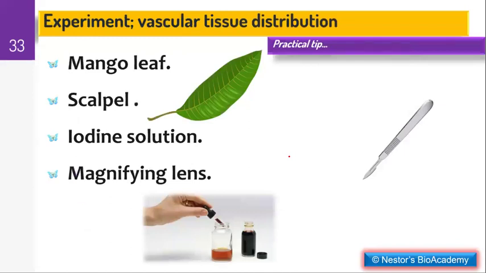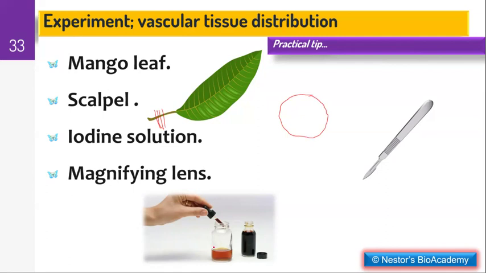A very common practical you're likely to meet in your examinations is where you are expected to observe distribution of vascular bundles in either monocots or dicots. Sometimes this can be done by giving you a leaf or a young stem, a scalpel, a magnifying lens, and iodine solution used as a staining agent. Using the scalpel, you might be required to cut off thin sections. When you cut a thin section and place it on a planar surface, like a white tile, it gives you a cylindrical outlook like that.